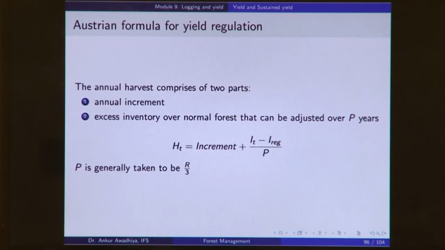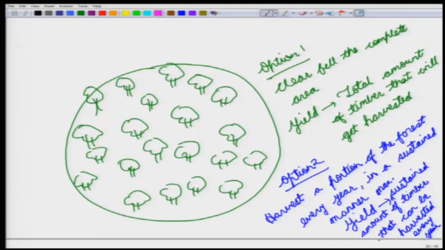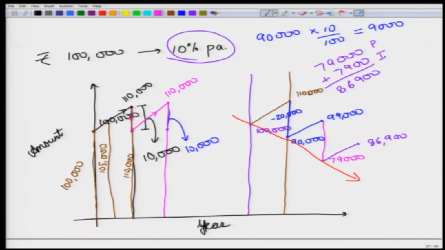Another method of yield regulation is the Austrian formula. Now, the Austrian formula says that if you consider any forest, and your forest is not an ideal forest, your forest is putting up a natural increment every year, and whatever increment it is putting is something that you can very easily extract. So, essentially coming back to our example of the bank, the increment that you are getting every year, which is 10,000 rupees, is something that you can very easily extract from the bank. So, this is given.